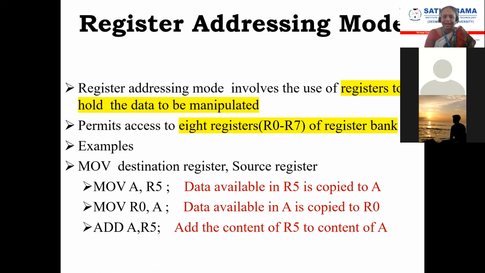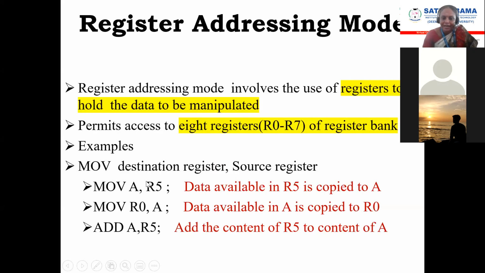Okay. The next addressing mode, register addressing mode. You understand, we have register addressing mode. What did you learn in 8085? Same thing only. What is the syntax we will use for MOV? MOV, destination register comma source register. So I am moving my source register content to the destination register. Using this, my source register will not be altered.